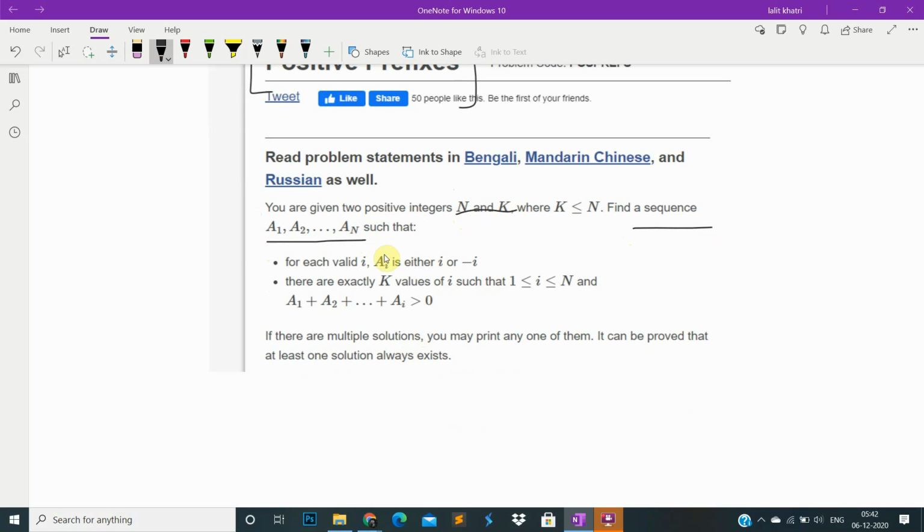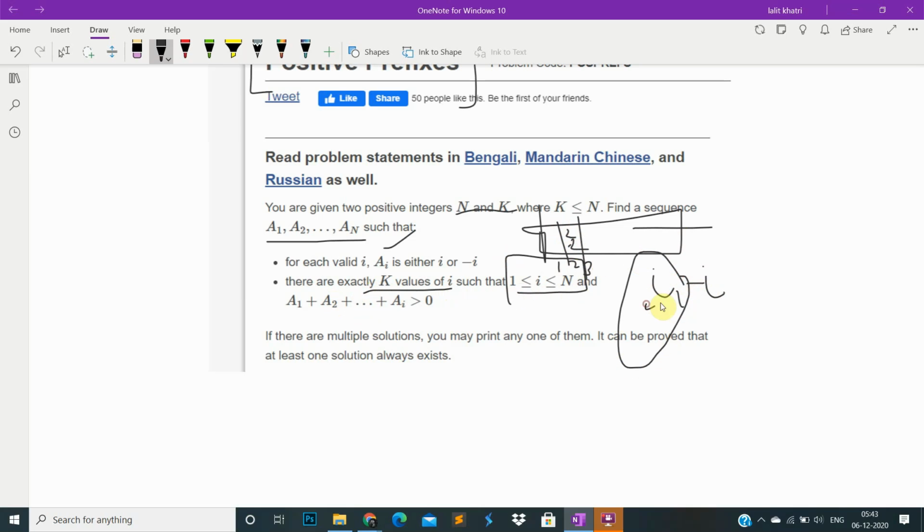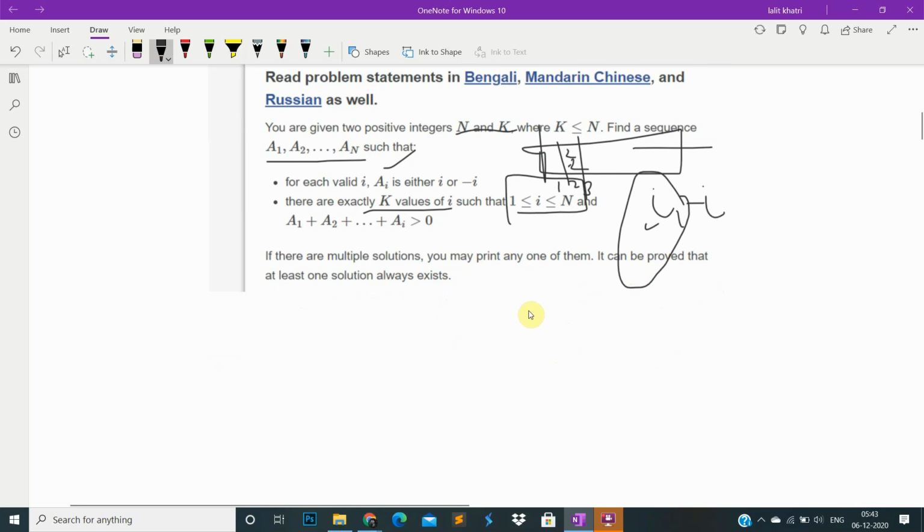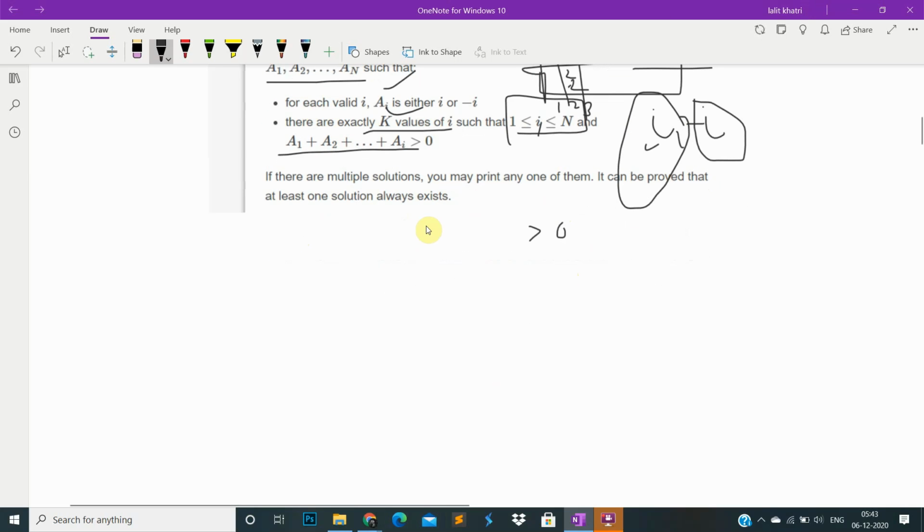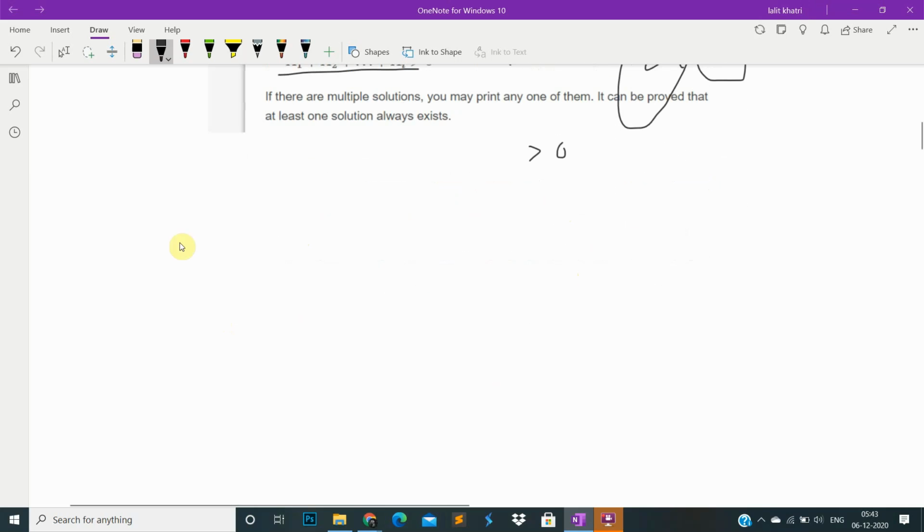The special thing about the sequence is that for every i, the value can be i or minus i, and there are exactly k values of i for which the prefix sum is positive. From all n values, exactly k are positive prefix sums, and the prefix sum must be greater than 0 only for those k, not for the minus i values.